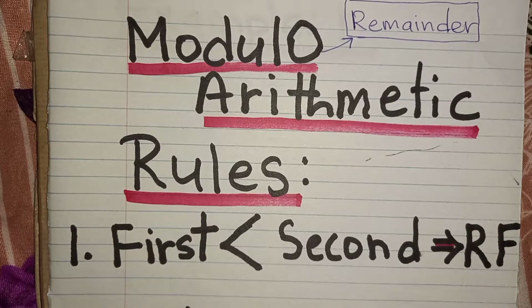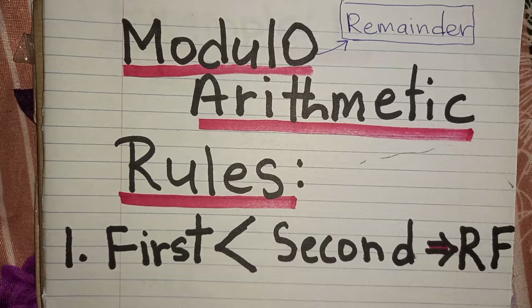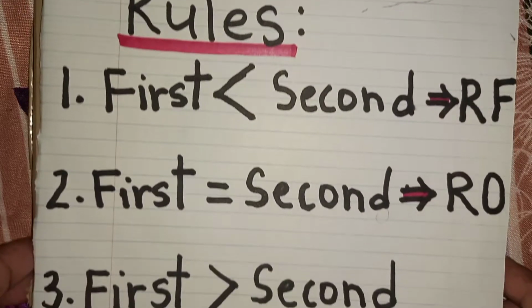In this video, I'm going to talk about modulo arithmetic. Now, when we talk about modulo arithmetic, we basically talk about the remainder that we get by dividing one number with another, right? Now, in order to do this kind of problems, we have to consider some rules.